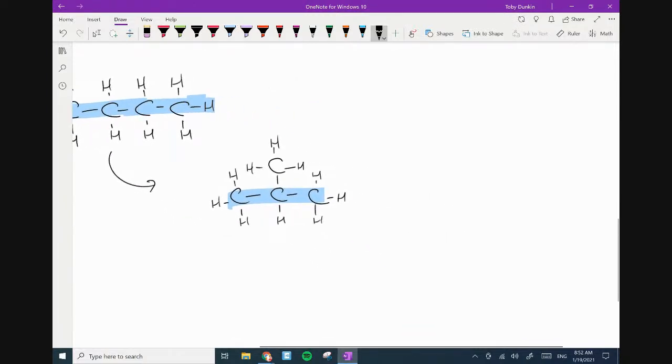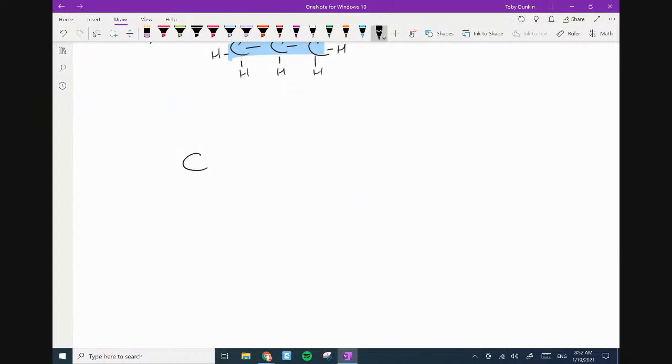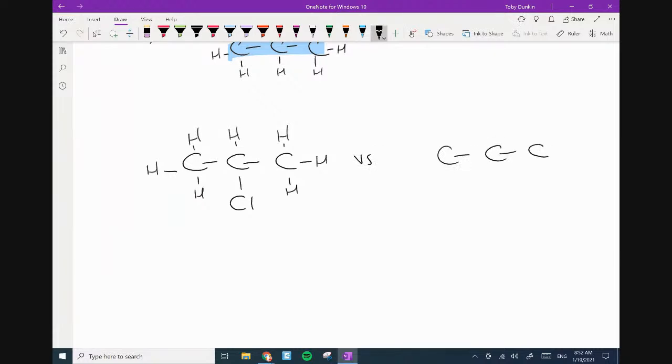Just to show you a positional. If I have something like this guy, this is 2-chloropropane, all H's. What I can now do is move the chlorine. The chlorine could go somewhere else. I could put it on carbon number 1, and that would be 1-chloropropane. This is called positional isomerism.